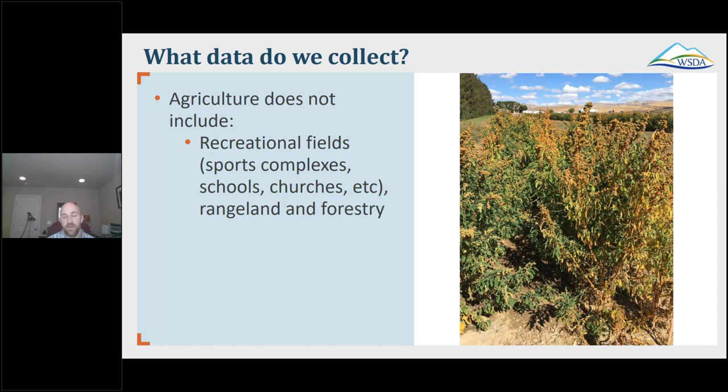So it does differ from pasture, certainly. And in Western Washington, we don't have what you would generally think of as rangeland, but certainly in Eastern Washington, we do. And we do not currently survey for rangeland, and also not for forestry as well. That is DNR's scope of work.